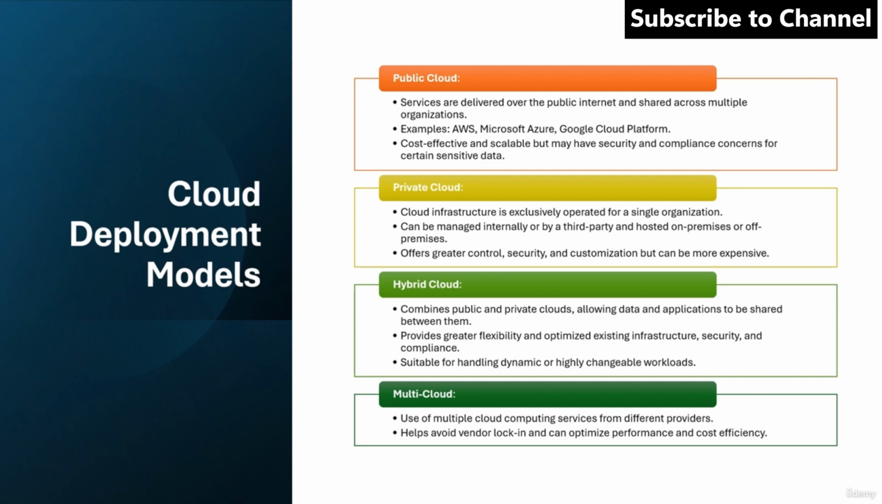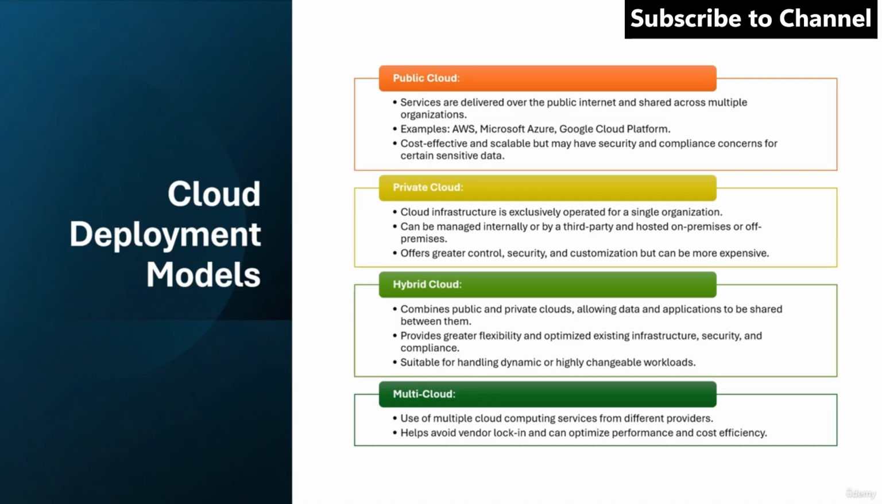So cloud deployment model types are public cloud, private cloud, hybrid cloud, and multi-cloud. Public cloud means services are delivered over the public internet and shared across multiple organizations. Examples are AWS and the Microsoft Azure cloud computing platform. It is cost effective and scalable, but may have security and compliance concerns for certain sensitive data. So this is a public cloud, available for everyone to use and shared.